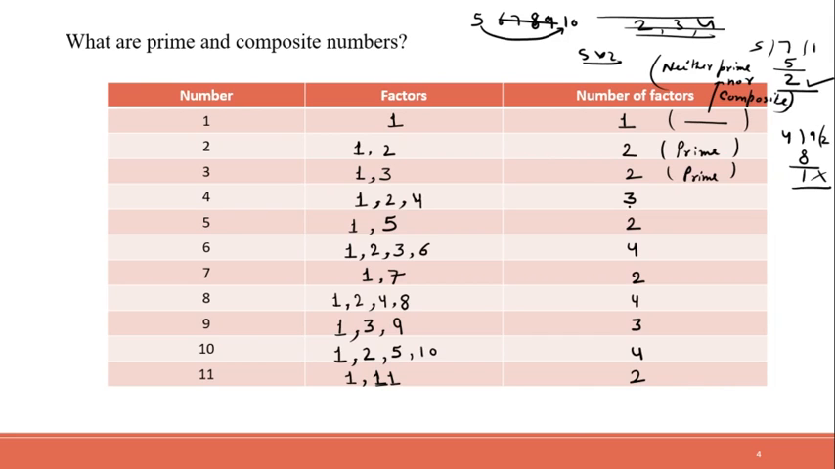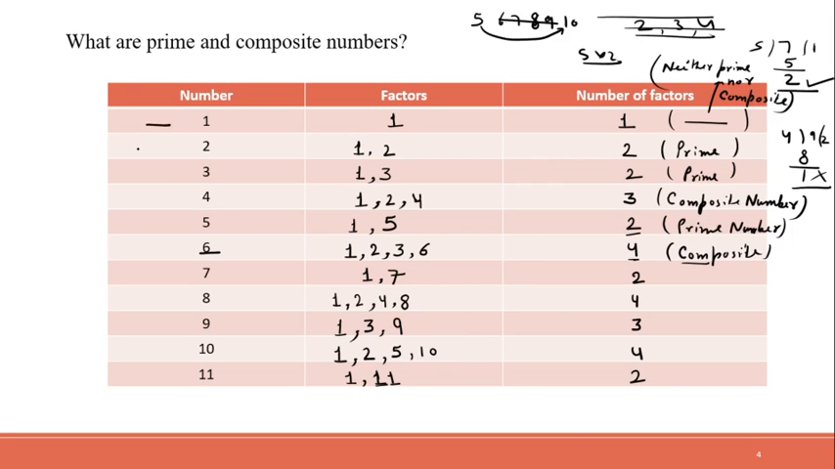Now the number of factors of 4 is 3. So if a number is having more than two factors, it will be called a composite number. Composite number. Got it? Now again, number of factors are 2, so prime number. Then number of factors are 4, so it is composite. That means this 6 is a composite number. If you want, I can write it here.